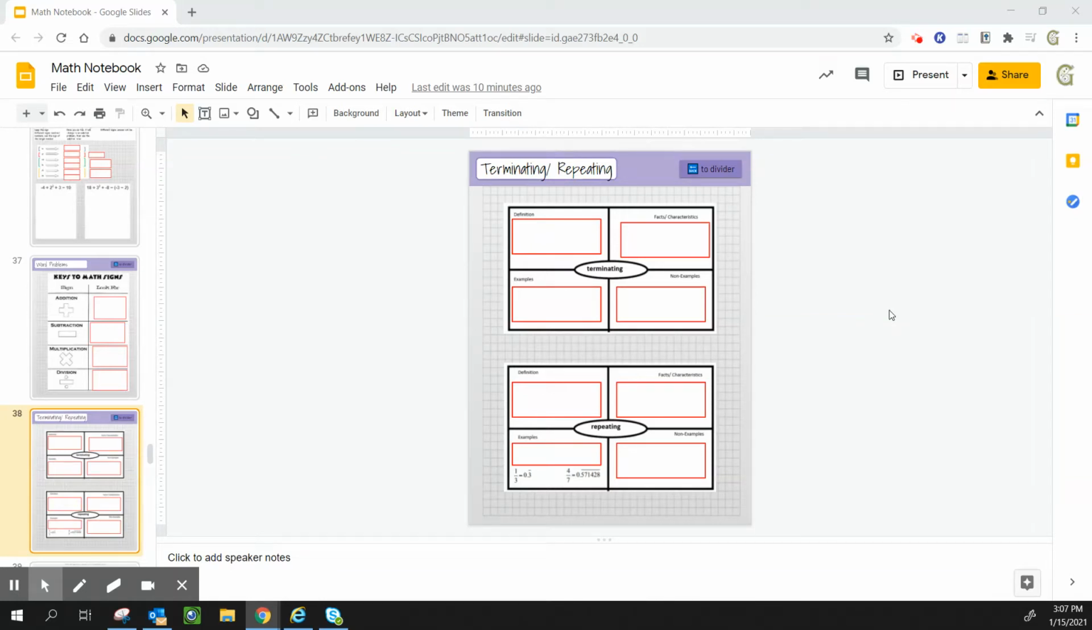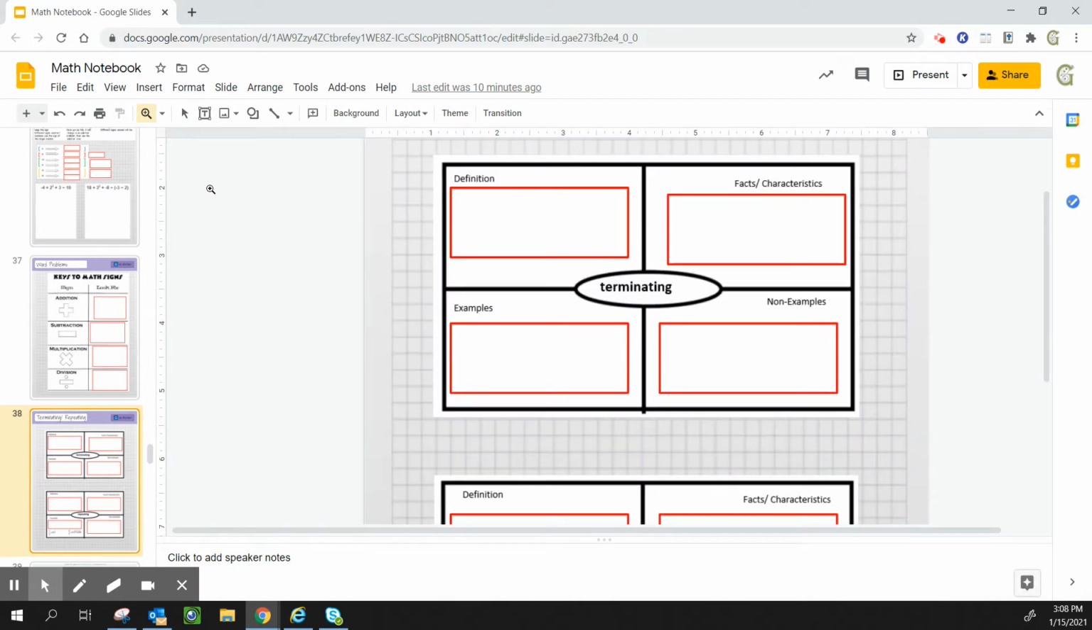So with decimals, there are two ways that we can classify them if they're rational numbers. The other kinds, irrational numbers, is something you'll really learn about in eighth grade math. So if they're rational numbers, we can either call them terminating or we can call them repeating. And so that's what we're going to go ahead and fill in some information about today to have as notes.